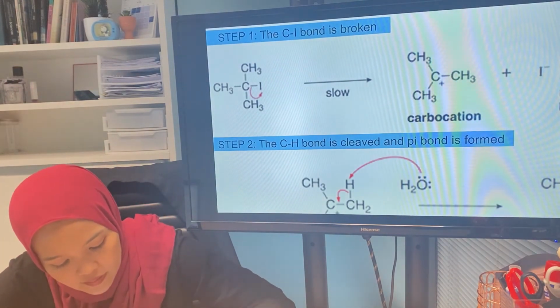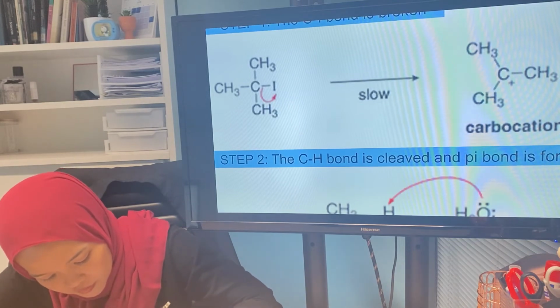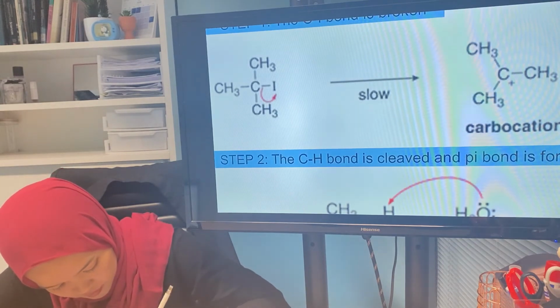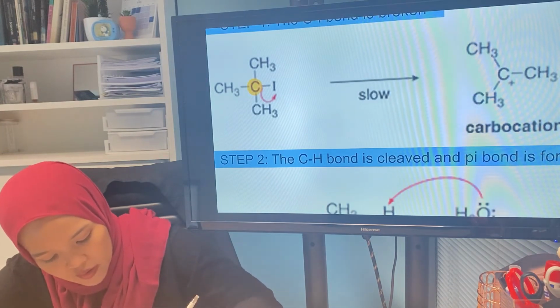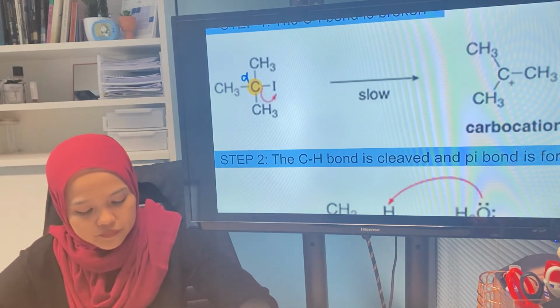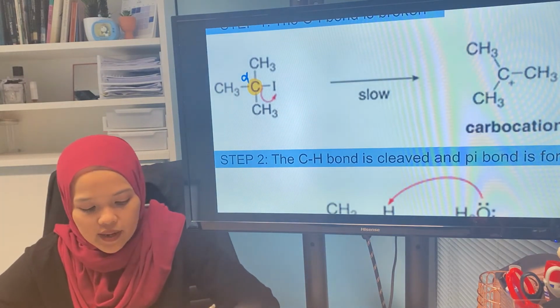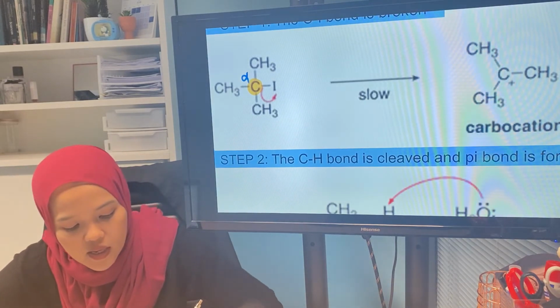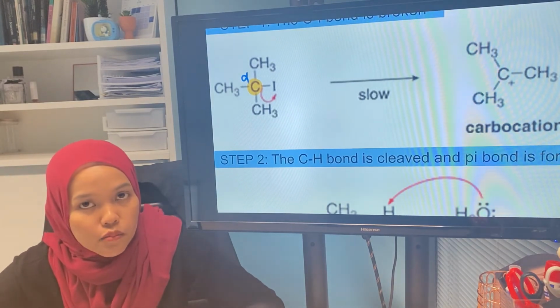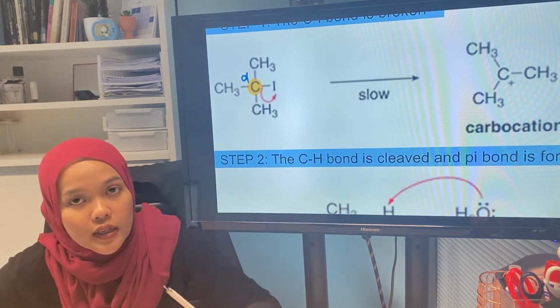There is a carbon here. So this is our alpha carbon. The first step is that it is going to form a carbocation. So the carbocation forms at the alpha carbon.